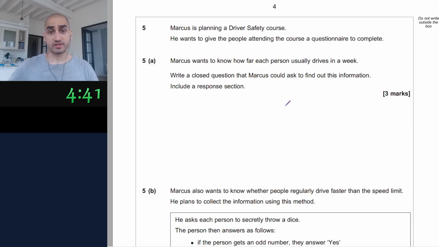Marcus is planning a driver safety course. He wants to give the people attending the course a questionnaire to complete. Marcus wants to know how far each person usually drives in a week. Write a closed question that Marcus could ask to find out this information. Include a response section.